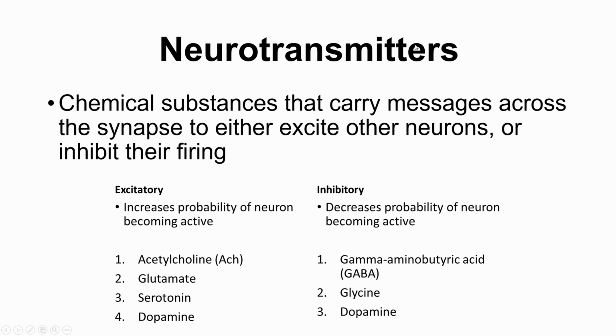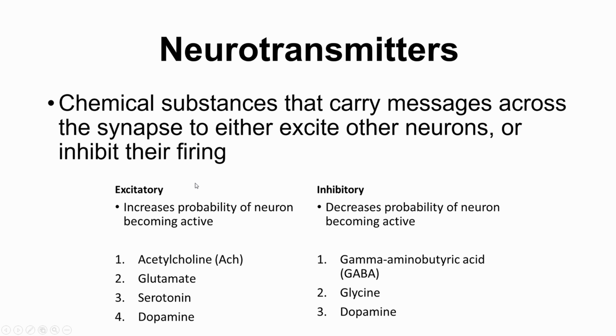So when we're talking about our neurotransmitters, I already kind of gave the definition, but they're chemical substances. They're going to carry messages across the synapse, and they can serve one of two functions. They can either excite the next neuron, or they can inhibit the next neuron. So exciting, or being an excitatory neurotransmitter, means that you make it more likely that that next neuron fires. If you inhibit firing or are inhibitory, you make it harder for the next neuron to fire.